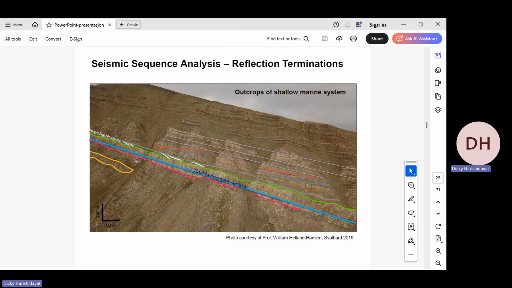And how do the terminations look on the outcrops? This is one of the examples from Svalbard Island in Norway, where you have a beautiful onlap, and also onlap on this red and blue line. Also, you have a downlap on this prograding clinoform. It means that you can also recognize these reflection terminations on outcrop data.